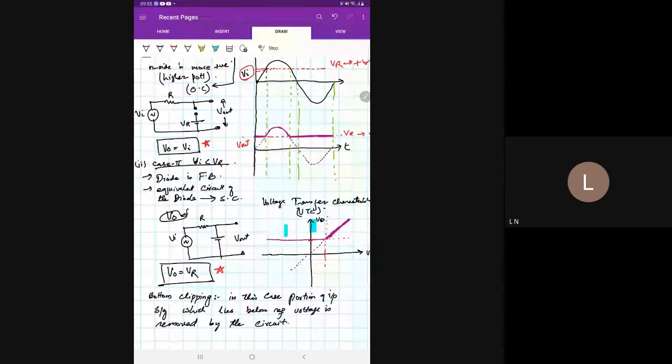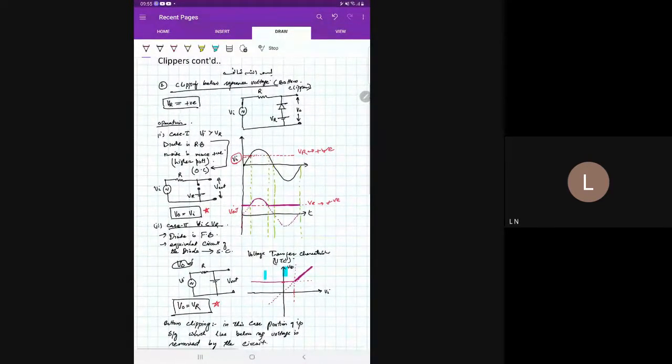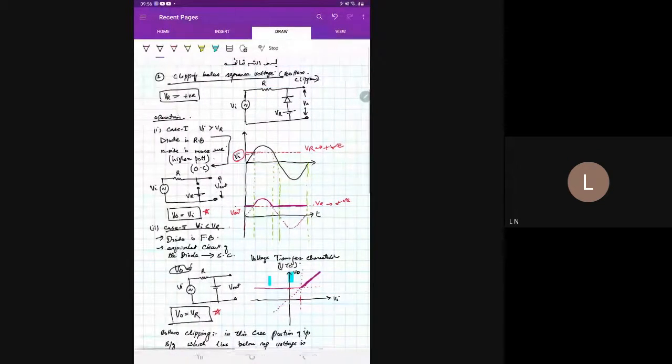Now, I'll not go for analysis part now. I'll just change the reference voltage. Now, if reference voltage is here, reference voltage was positive.